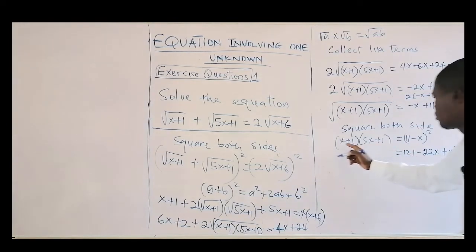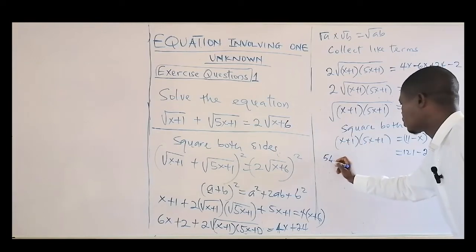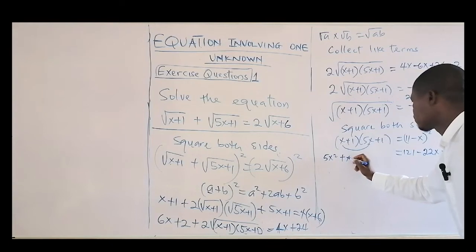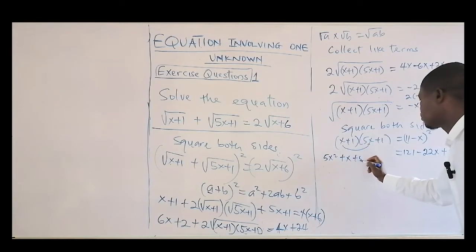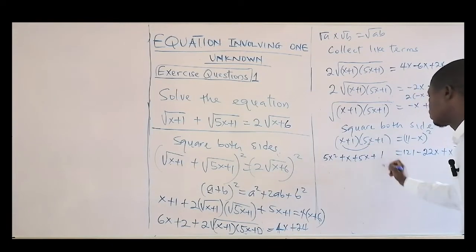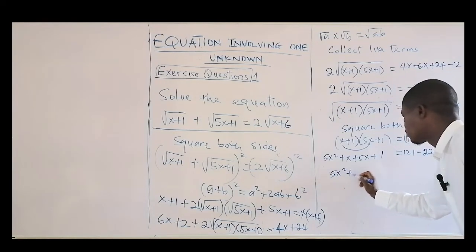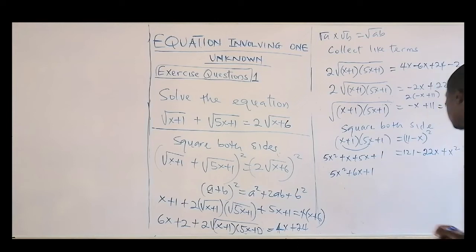And you can expand this one times this one. That's 5x squared. This one times this one, 5x squared. This one times this one, plus x. This one times this one, plus 5x. And then 1 times 1 plus 1. And that will be equal to what? 5x squared plus 6x plus 1 equal to 121 minus 22x plus x squared.